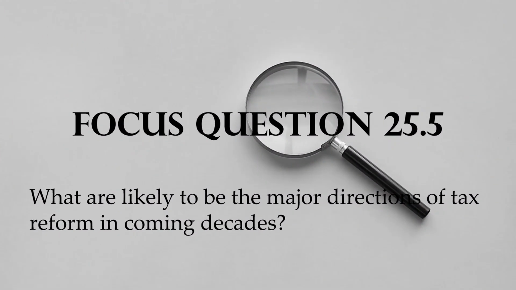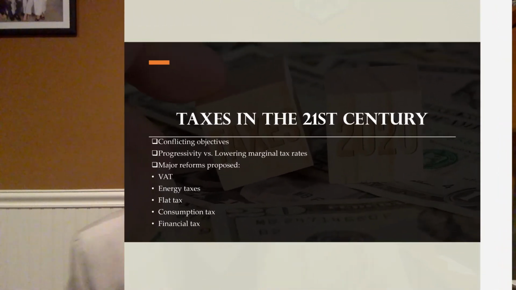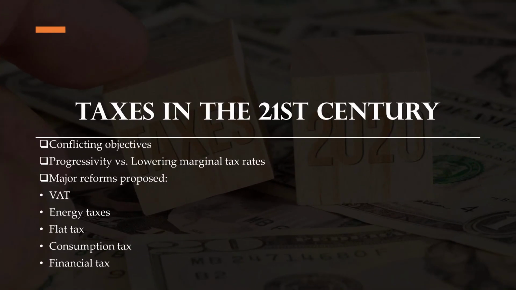What are likely to be the major directions of tax reform in the coming decades? So where do we go from now, and what are taxes going to look like from here on out into the 21st century, right? As we head into the 2021. There are conflicting objectives, right? Because as the economy and the society get more complex and diverse, with conflicting and competing objectives, where we tax and what we tax and who we tax become arguments for politicians and for economists.